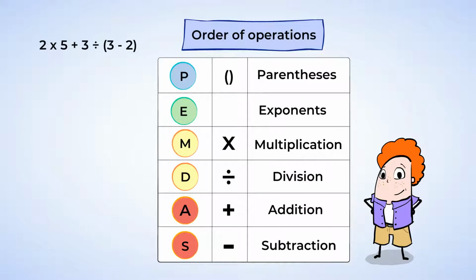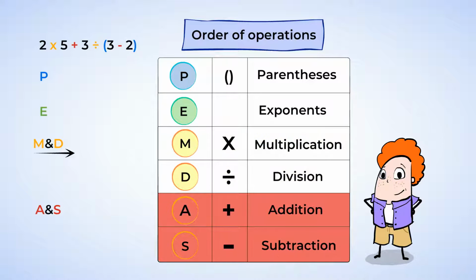The first thing to solve in a problem is anything inside grouping symbols, like parentheses. After we finish up with what's inside of the parentheses, the next step is to simplify any exponents. And then comes multiplication and division, and these you solve from left to right. And lastly, we work on addition and subtraction again from left to right.